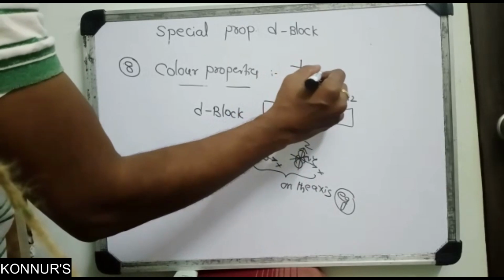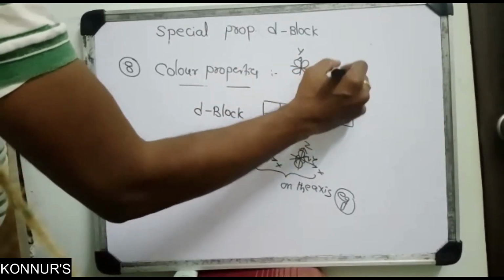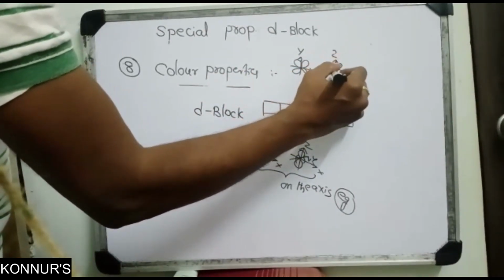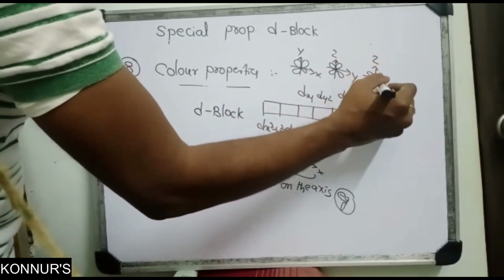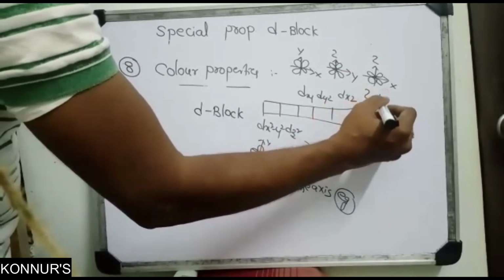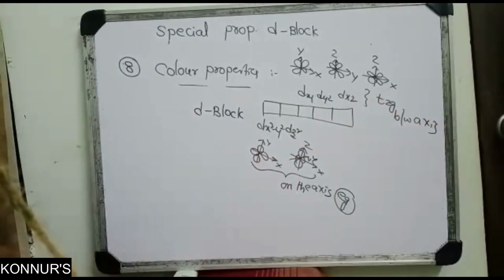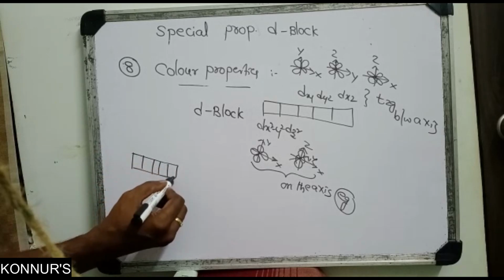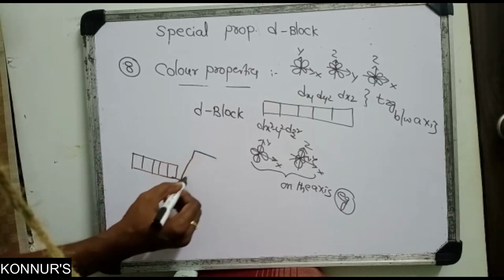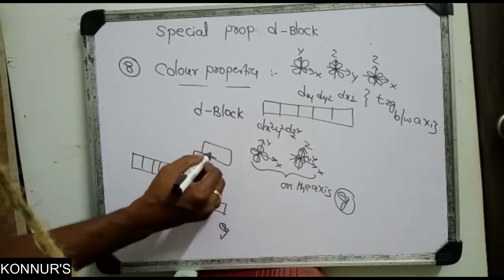The dxy is between x and y. The dyz is between y and z. The double dumbbell is between the axes. This is dxz, between the axes. These three are called t2g orbitals. These are between the axes. So in the d orbital we have two types, eg and t2g. That's why the ground state d orbital is split into two: eg orbitals and t2g orbitals.